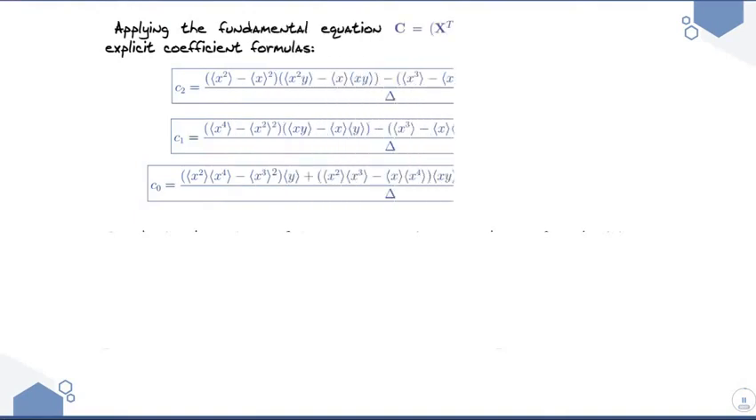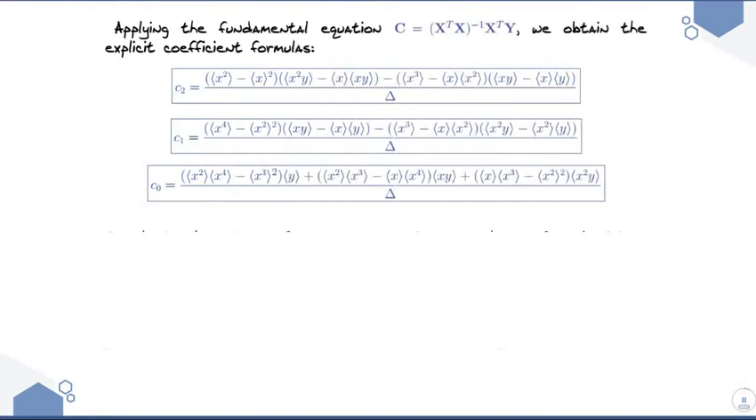Now we apply the master equation and we obtain the explicit coefficient formulas for quadratic regression. Yes, the formulas look complex, but here's the key, the method hasn't changed. We still solve the same normal equations. We still use the same matrix framework. Only the design matrix has grown. And that's the real lesson. Linear regression, quadratic regression, even higher degree polynomials, they all follow the exact same logic. Once you understand the matrix approach, you've unlocked a tool that scales to any model you can imagine.